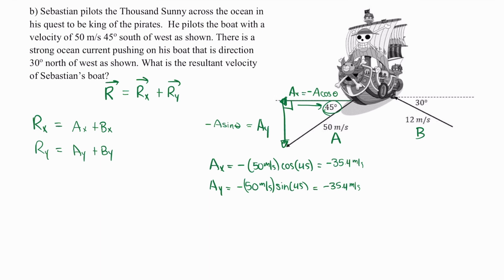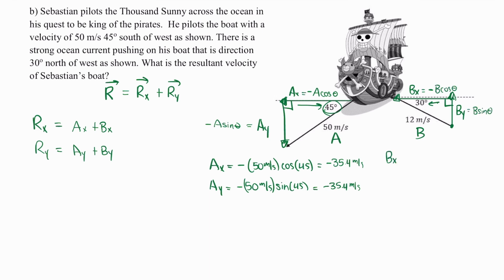Now let's find BX and BY. Now this vector is drawn a little bit funny, but I have a vertical piece that comes up, and then I have a horizontal piece that comes leftward. So this would be my BY, which is positive, and then my BX, which is going to be negative. Again, since my angle measure is towards the left or right, my BX is going to get cosine, so it's going to be B cosine theta, and then my BY is going to be B sine theta.